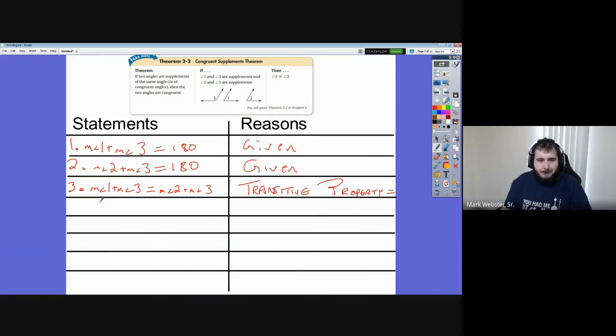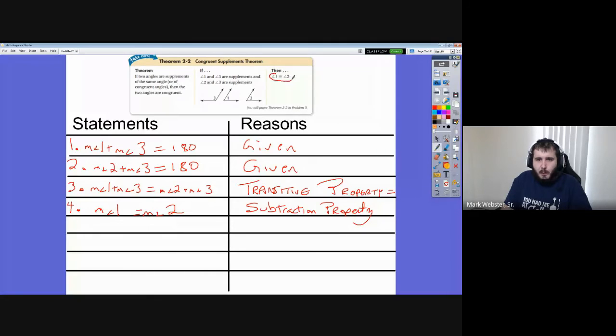Right? Well, now wait a minute. They both share that angle 3. Can't I just subtract that away? So let me use the subtraction property. Subtract angle 3, what am I left with? The measure of angle 1 equals the measure of angle 2. This looks super duper familiar, doesn't it?